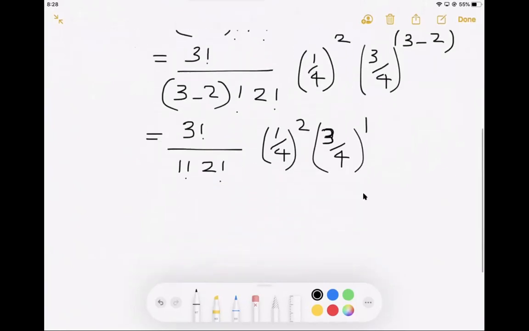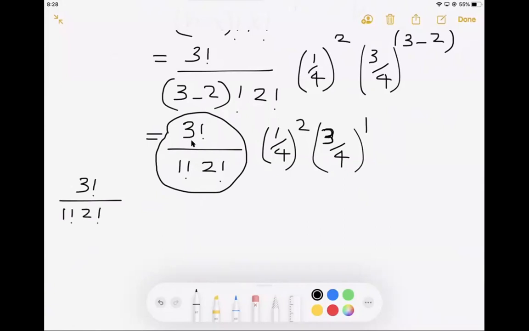Okay. Now I will tell you some special thing: how to find the value of this part, how to simplify. Here 3 factorial divided by 1 factorial, 2 factorial. Do you know how to write 3 factorial? If you want, you can write this as 3 times 2 factorial. Is that correct? Yes. Why?